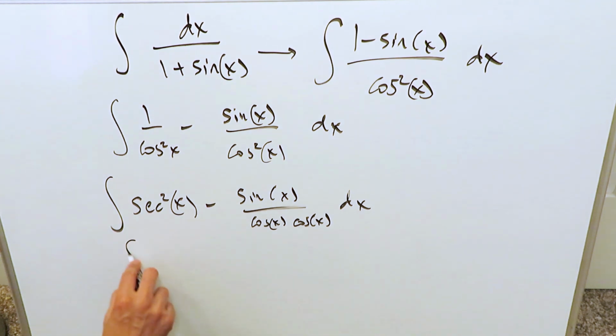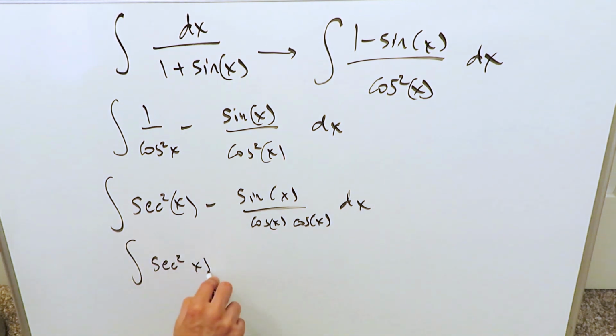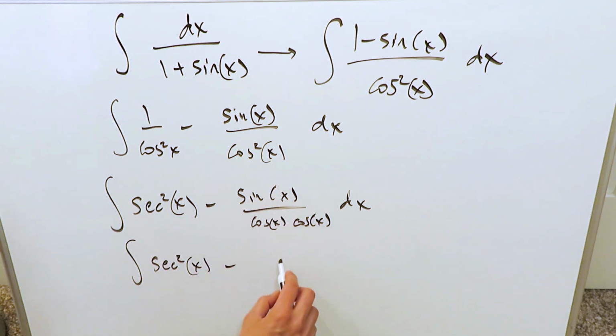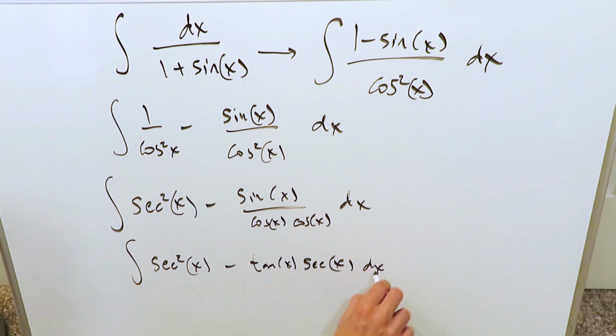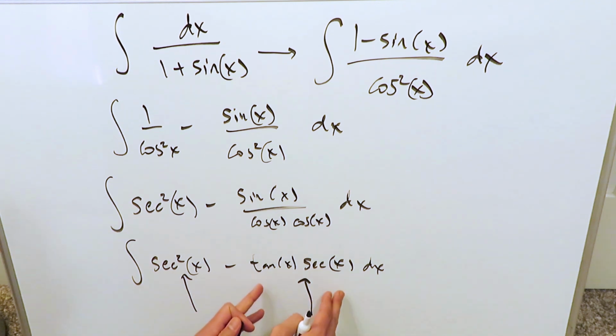You can again make a different item over here. In this part you can make a change. Sine x divided by cosine x is tan x. The reciprocal of the other cosine x is your secant x, and this is what you have, dx. You could, if you want, split this into two different integrals, one of which would be secant squared x, the other one would be the integral of tan x secant x, each of those dx.